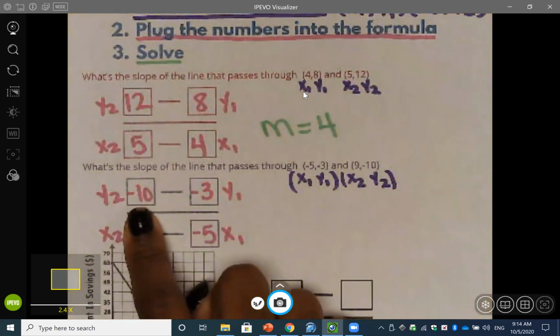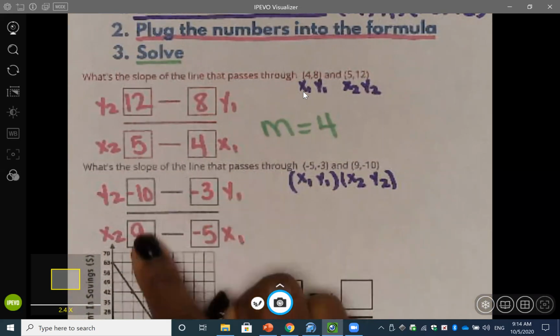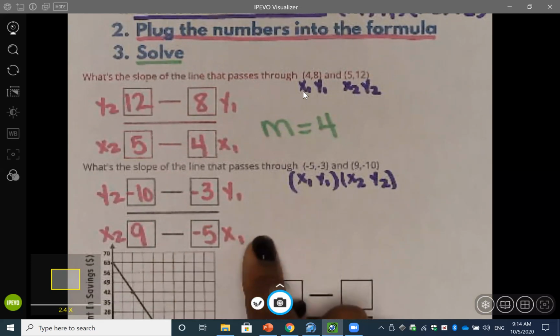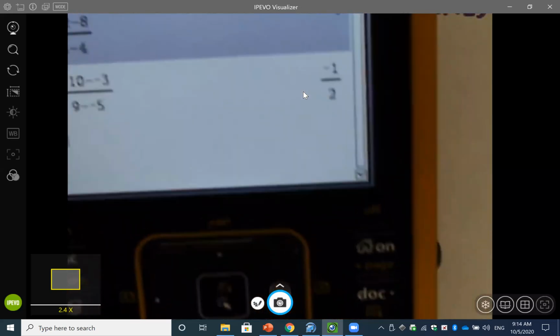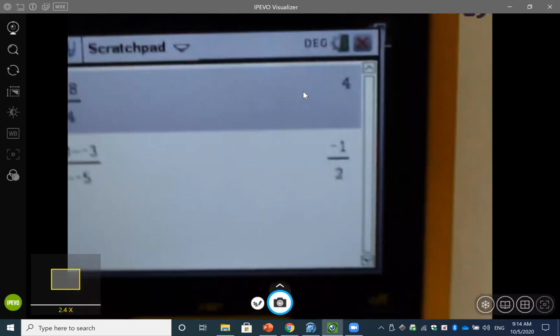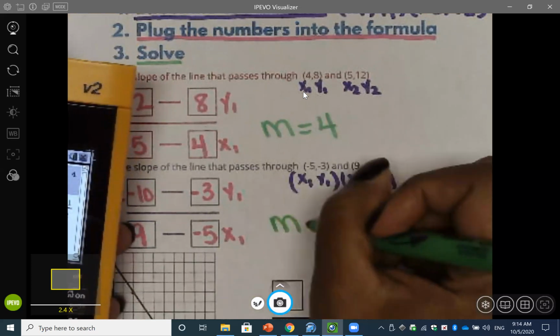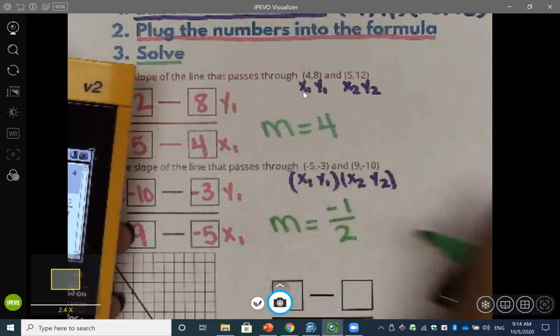Because if you were to do this by hand, -10 minus -3, you're going to get a -6. And then 9 minus -5, you're going to get a +12. And then you would have to simplify it again to -1/2, whereas the calculator does all that for you. It's going to give it to you in the simplest terms. So my slope, or my m, equals -1/2.